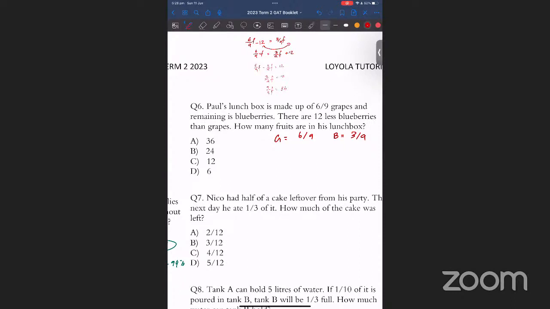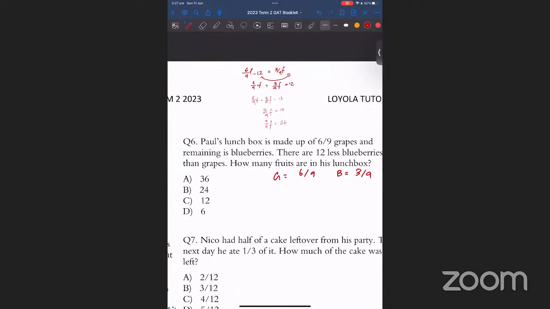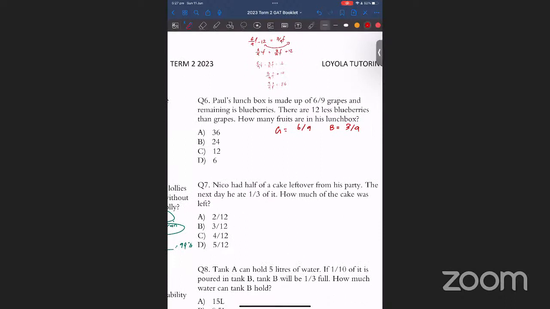Okay, so that was the hard way, the algebra way. Someone else sent me a question about this. How is 12 take away 6 9ths equal to 3 9ths? Well, it's from the question actually. 6 9ths is the grapes. It says that 6 9ths of the fruits is grapes, and there are 12 fewer blueberries than grapes. So if you subtract 12 from the number of grapes, you get the number of blueberries. That's where I got 12 from, guys.